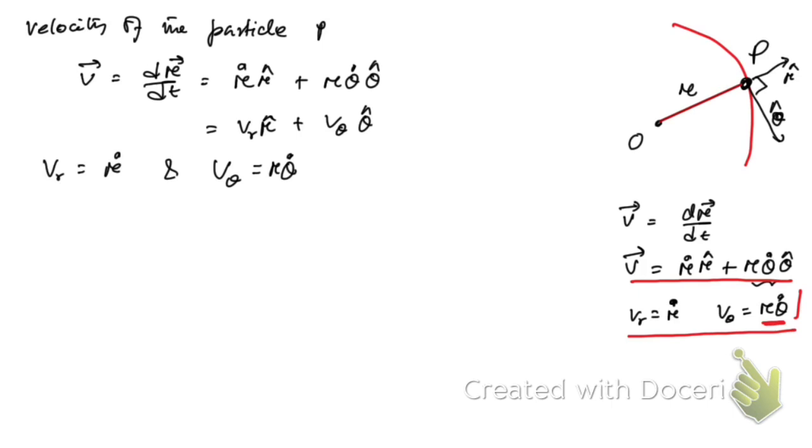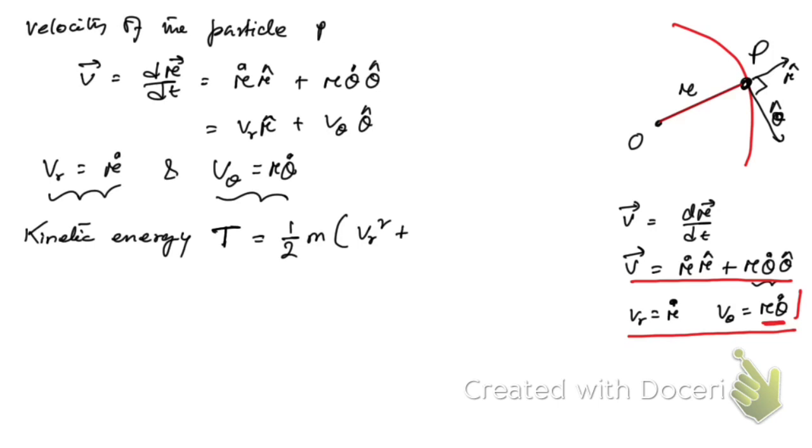Therefore, the kinetic energy of this particle, let me represent it by T, is given by half mv square. Here we have two components of V, so we take the squares of Vr plus the square of V theta as well. Then the kinetic energy will be half m, where Vr square means r dot square plus V theta square means r square theta dot square. So this is the kinetic energy.